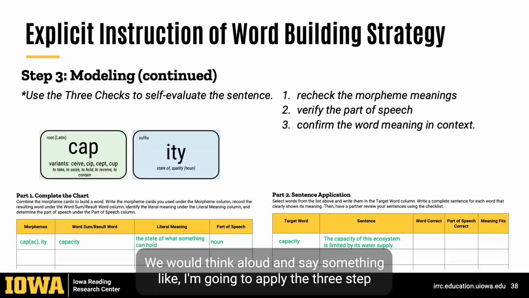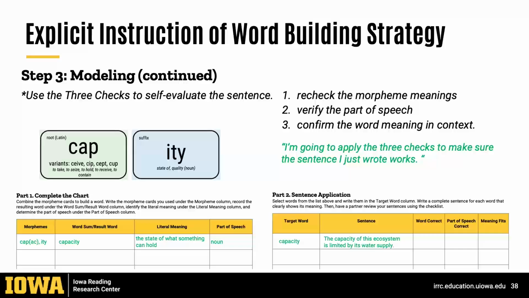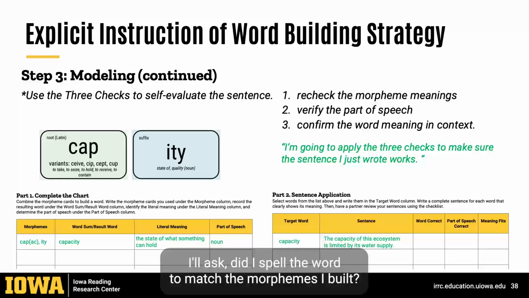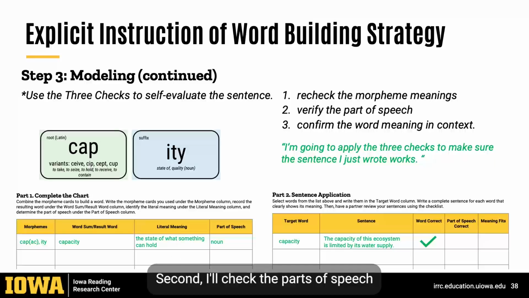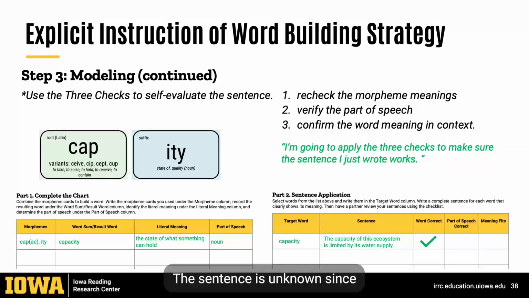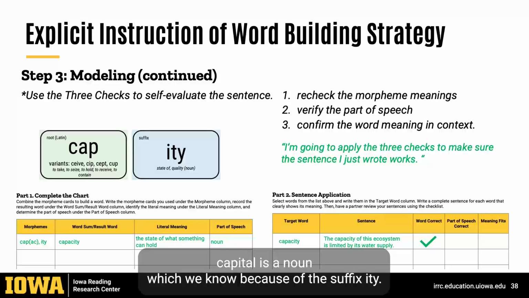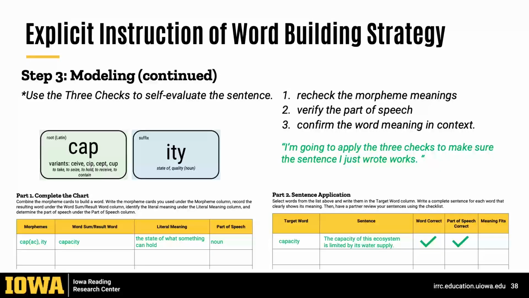We would think aloud and say something like, I'm going to apply these three checks to make sure the sentence I just wrote works. First, for word correct, I'll ask, did I spell the word to match the morphemes I built? Yes, it matches, so I'll put a check mark here. Second, I'll check the parts of speech. After the word the sentence needs a noun. Since capacity is a noun, which we know because of the suffix, it fits perfectly. So I'll put a check mark here.